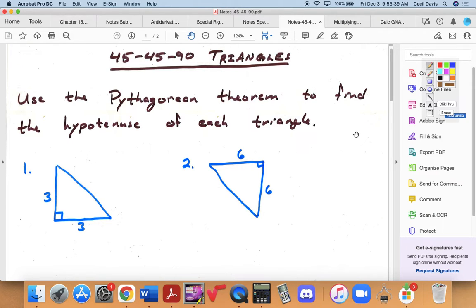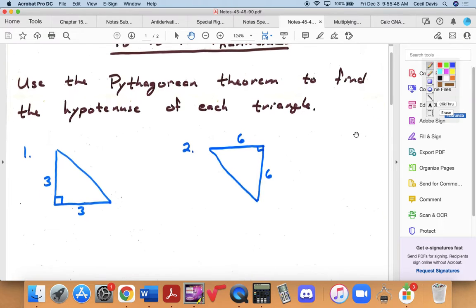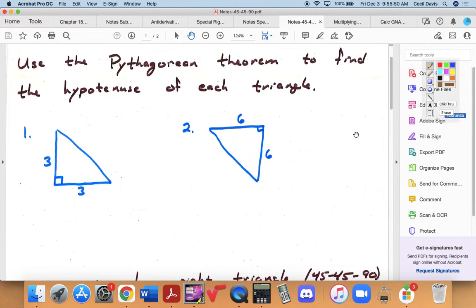All right. So you've been working on those two. I know some of you are still finishing it up. I'm going to start working those. This is going to lead us to an important idea. So we want to use the Pythagorean theorem to find the hypotenuse in each of these triangles.